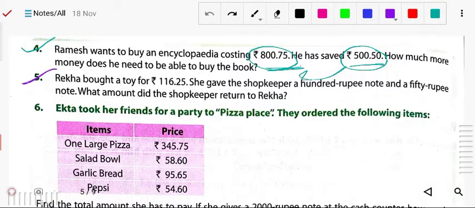Now question number 5. Rekha bought a toy for rupees 116.25. She gave the shopkeeper a 100 rupees note and a 50 rupees note. What amount did the shopkeeper return to Rekha? Means the cost of what she bought was 116.25, and she has given a 100 note and a 50 rupees note to the shopkeeper. So how much amount will the shopkeeper return?